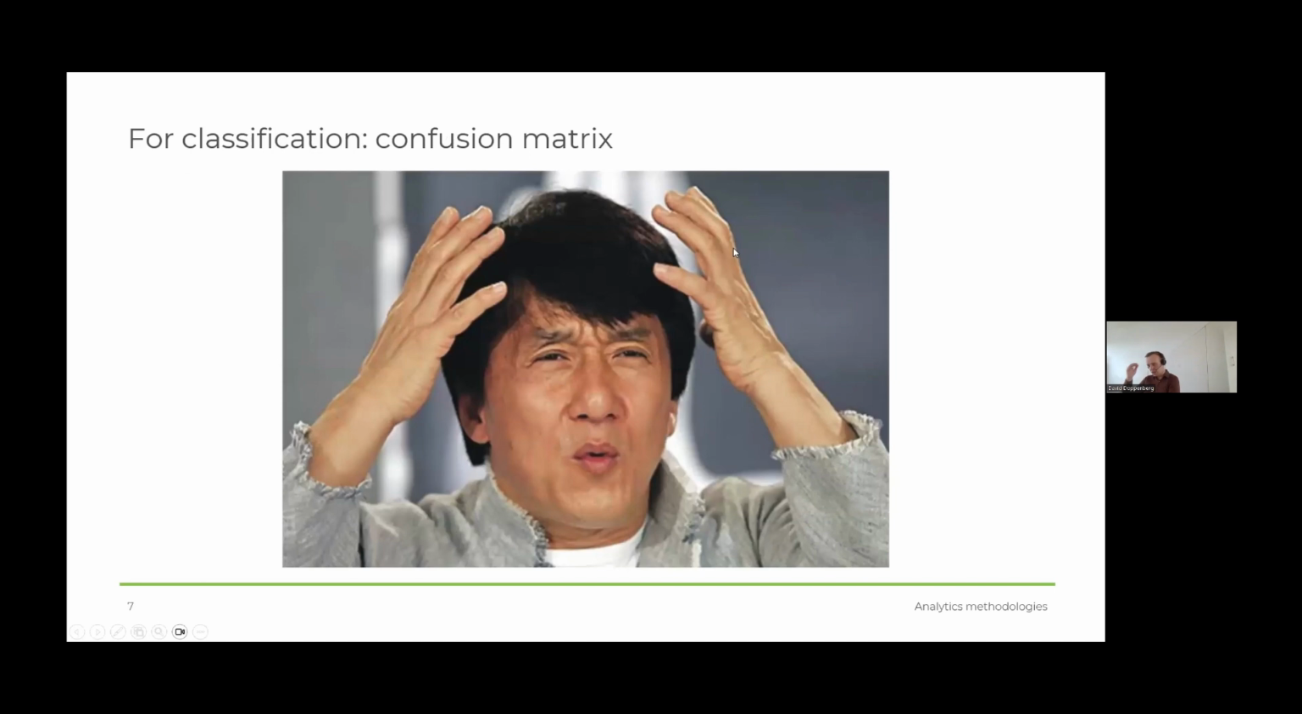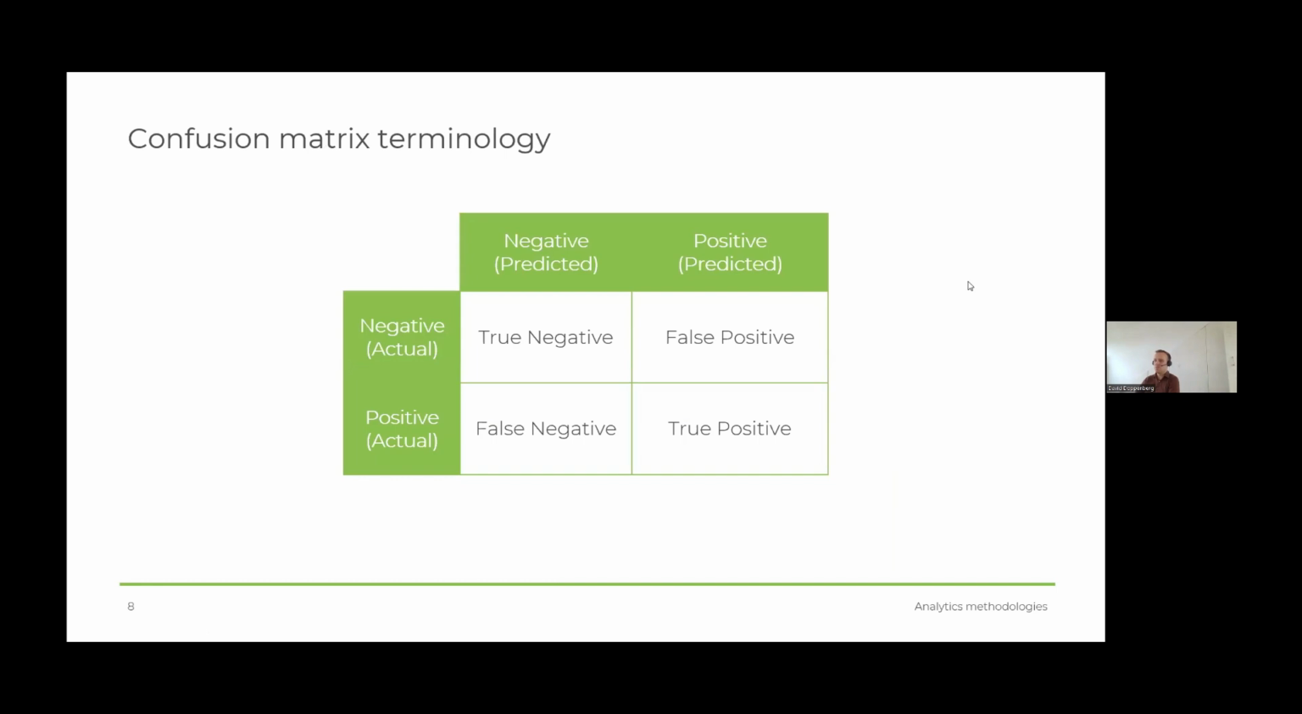So for classification, we have something called the confusion matrix. And if this is the first time you see a confusion matrix, I think it will be really confusing. So the confusion matrix looks like this.